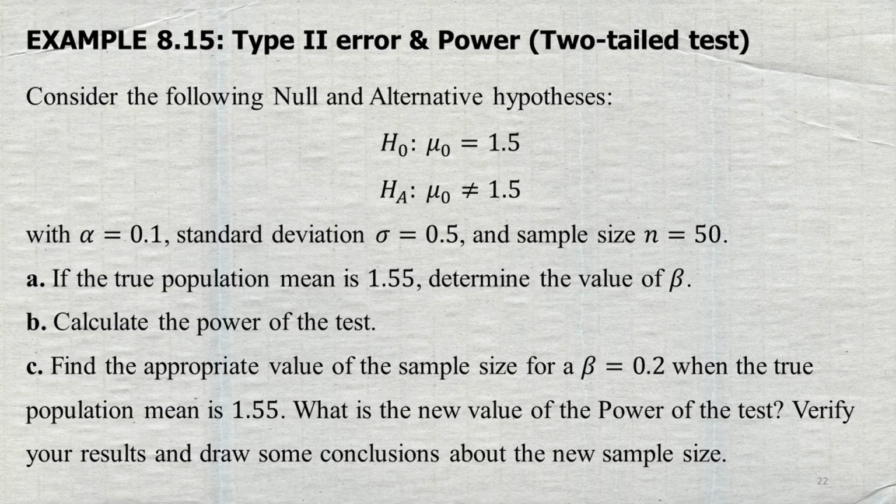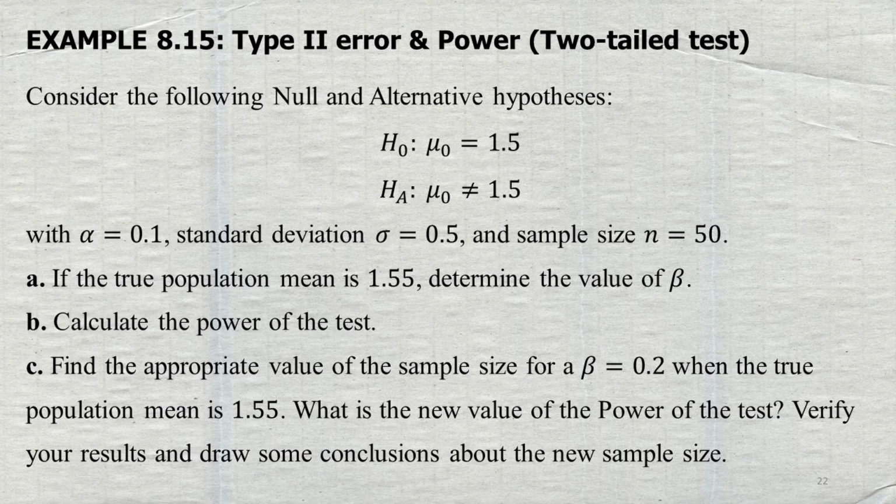H sub 0: mu 0 equals 1.5. H sub A: mu 0 not equal to 1.5. With alpha equals 0.1, standard deviation sigma equals 0.5, and sample size n equals 50. Question A. If the true population mean is 1.55, determine the value of beta.